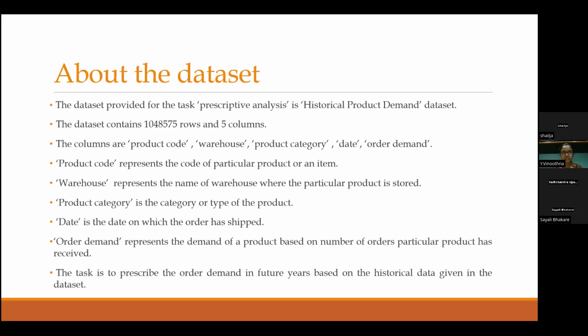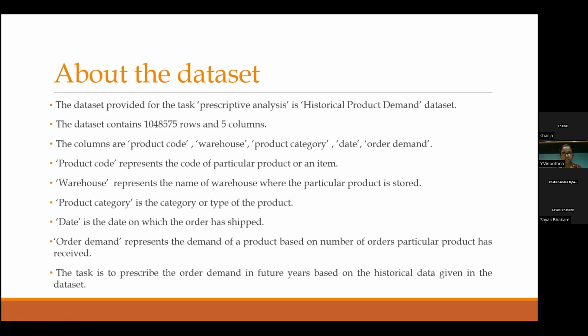Now for this task, I was provided with a dataset, historical product demand, which contains 5 columns and 10 lakh 48,575 rows, which is a very large dataset. The columns provided are product code, warehouse, category, date, and order demand. Product code represents the code of a particular product given by the manufacturing company, and warehouse means the names of warehouses where the product is stored and from where the product will be shipped to the appropriate place.